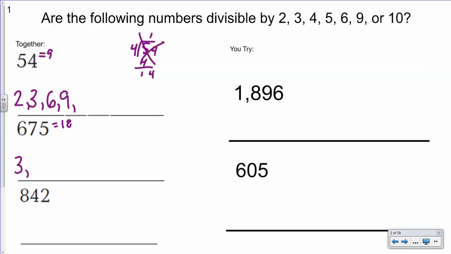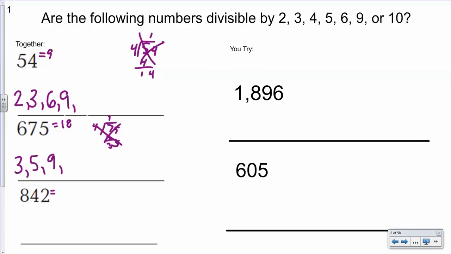Let's see, 75 divided by 4. I don't think this is going to work. That's not going to work. Ends in a 5, so automatically divisible by 5. I don't have a 2 and a 3 down, so 6 is not going to work. 18 is divisible by 9, so I should have 3, 5, and 9.